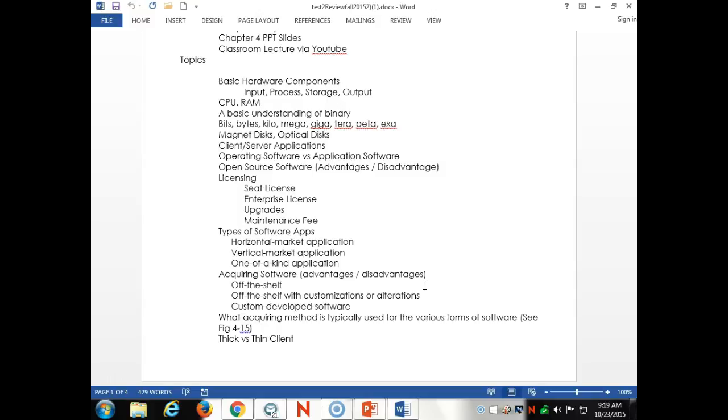Anything? Sarah, go ahead. The client server applications versus the thick and thin. Is that just what the client is?